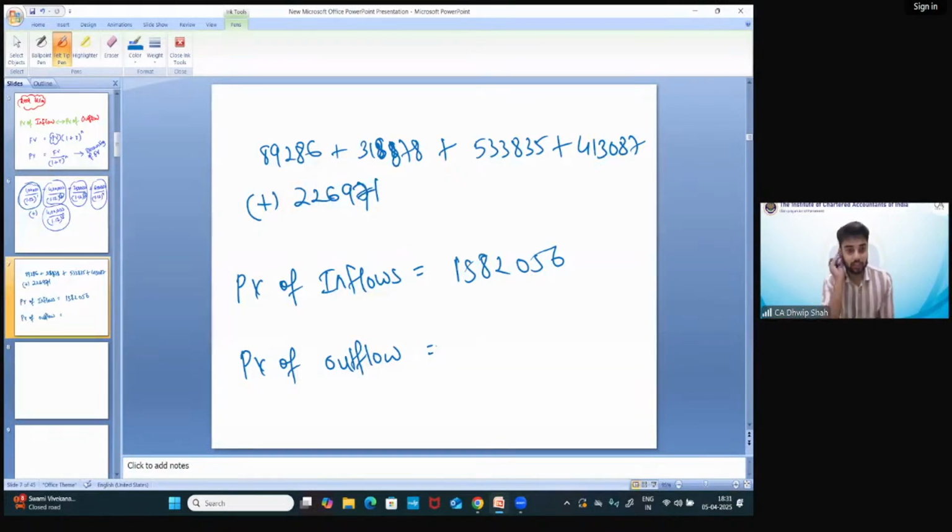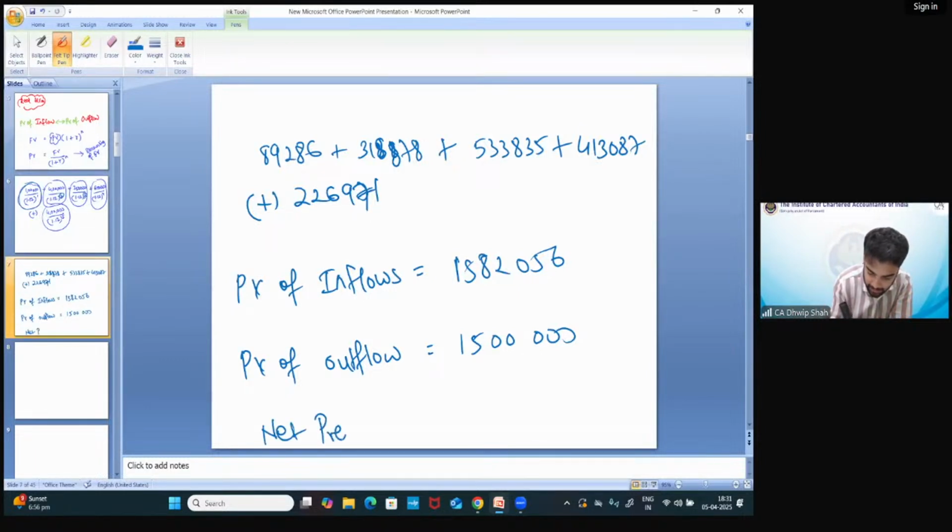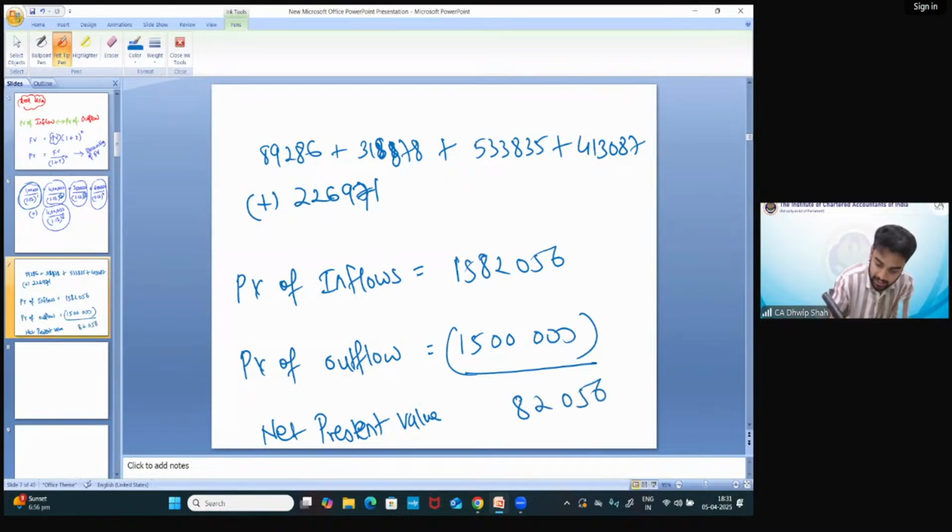No. Why? Because in absence of information, it is always assumed that outflow would incur today only. Your investment would be incurred today only. This is what you have to assume in absence of other information. So can I say my outflow is nothing but 15 lakh? Because that outflow I am spending today only. So I don't need to discount that. So can I say my net present value comes to 82,056 and that too positive, not negative.